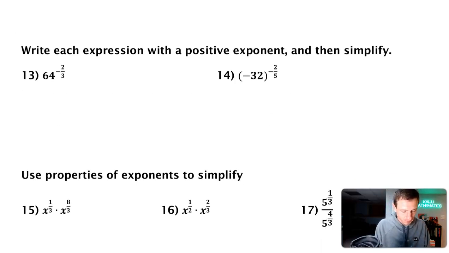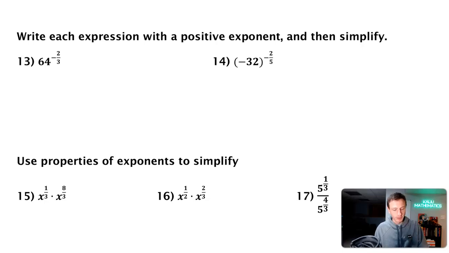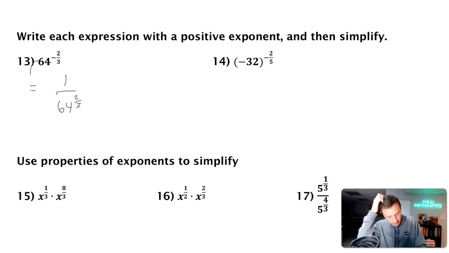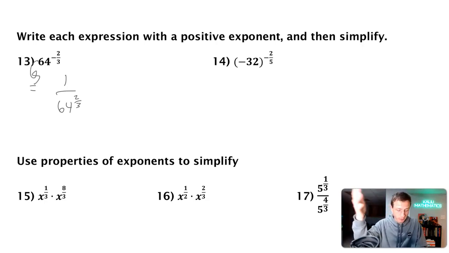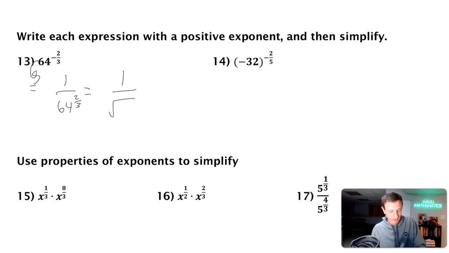But we just have to maneuver some things. So on 13, write each expression with a positive exponent, then simplify. 64 raised to the negative 2/3. That's going to be 1 over 64 raised to the 2/3, because this has to just come down. So just negative exponent rule. And then we just do the same thing that we've been working on. This is the cube root. This is being raised to the second. So 1 over the cube root of 64 being raised to the second power.